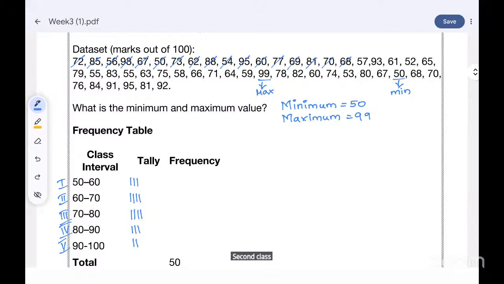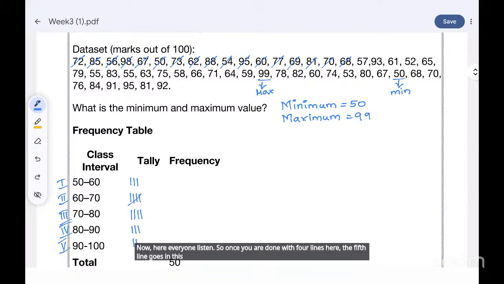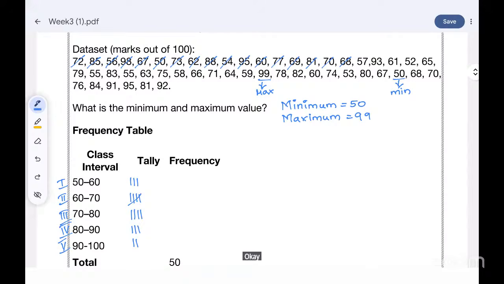Now, everyone listen. Once you are done with 4 lines here, the 5th line goes in this way. It is easier to calculate in terms of 5, so you can add 5s easily. That's why this kind of notation. So after 4 lines, the 5th line is like this. Okay. All right.